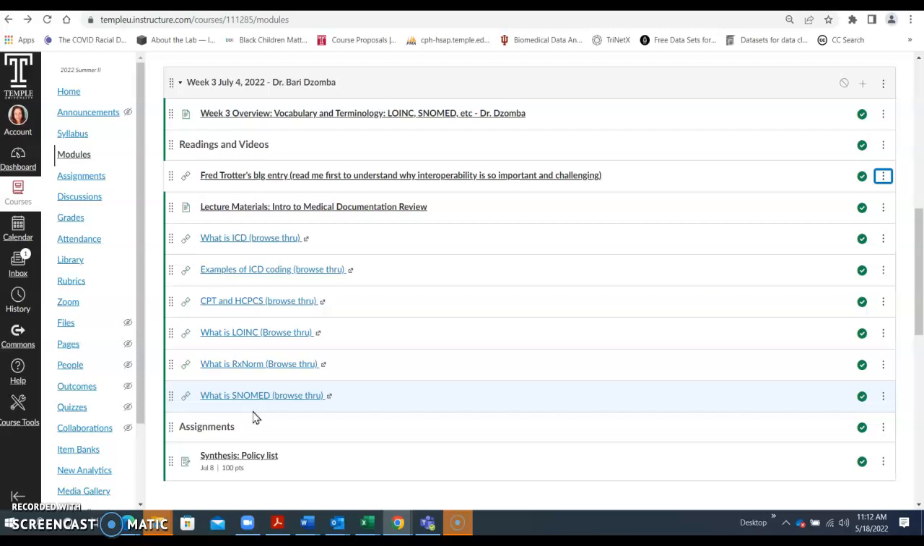If you take a look at the module for this week in Canvas, I'd like you to start off just by reading Fred Trotter's Big Entry. This, to me, is probably the best synopsis of why interoperability is so important and yet why it's also so challenging. If you're interested, Fred Trotter wrote a book, I want to say it's probably going back to around 2009 or so, and it's called Hacking Healthcare.